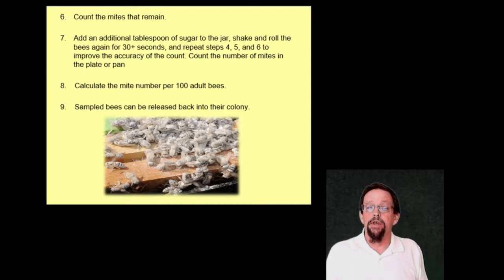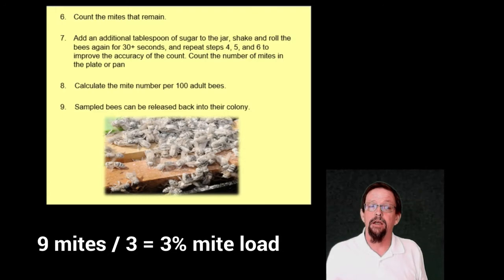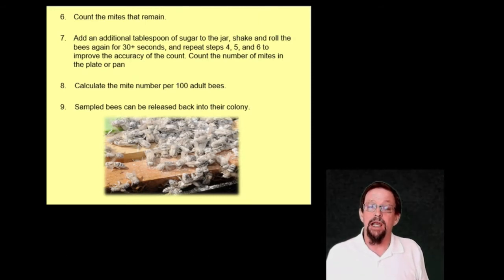Now, with this, you're going to divide the number by 3. So if you have a jar of 300, you want to do a mite count per 100 bees. So if there are 9 mites in this pan, you're going to divide it by 3, so your mite count is 3, or 3%. So it's 3 per 100. At this point, you can take the bees and return them back to the colony.